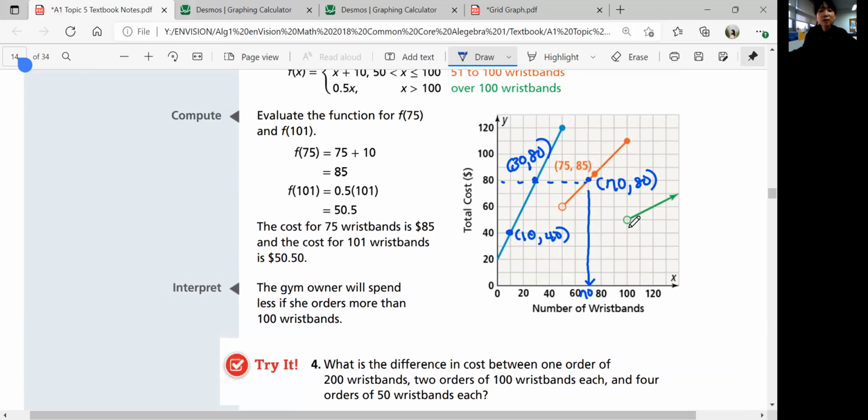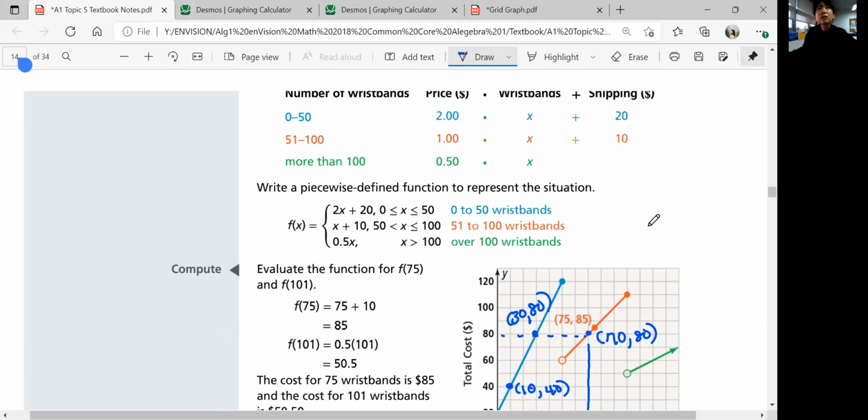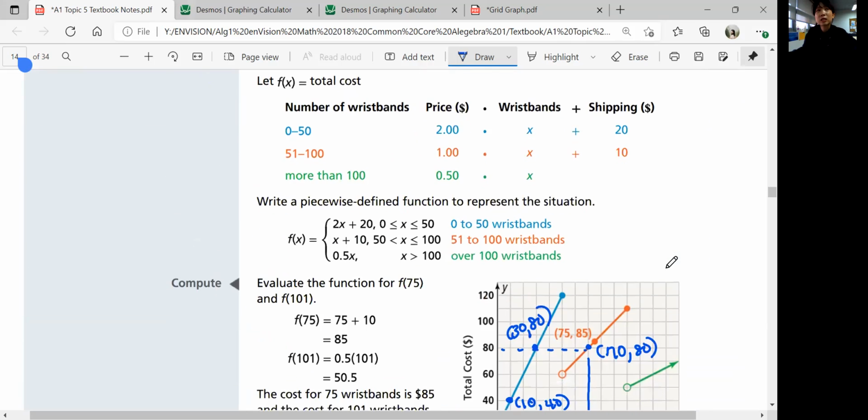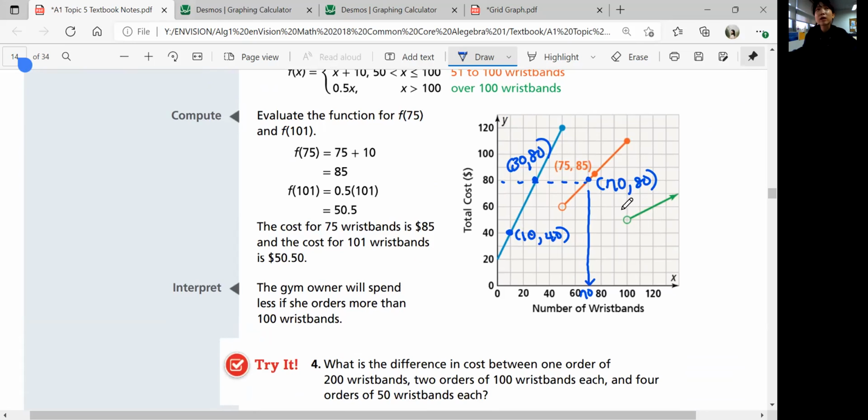First of all, how could it be cheaper to buy 101 wristbands than 75 wristbands? Because that doesn't make any sense, right? But you see that if you buy more than 100 wristbands, it's free shipping. So without the shipping costs, it saves a lot of money. So sometimes it happens.